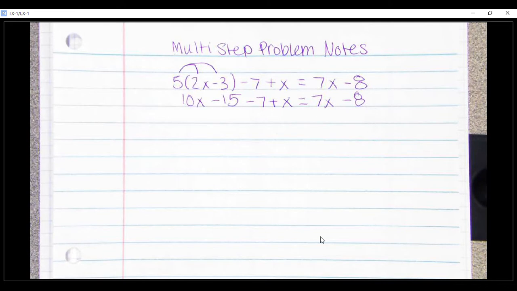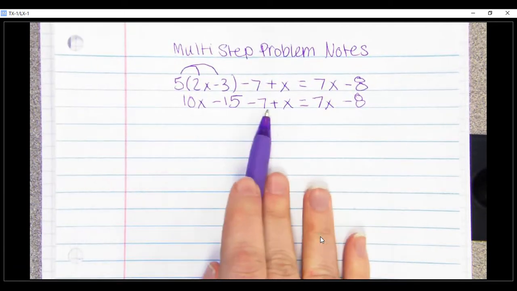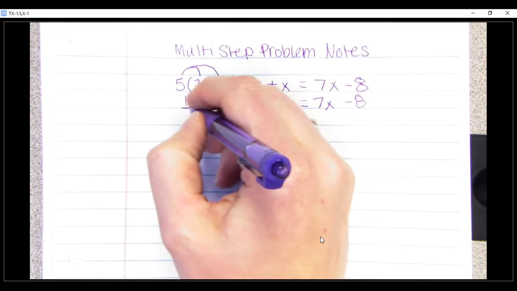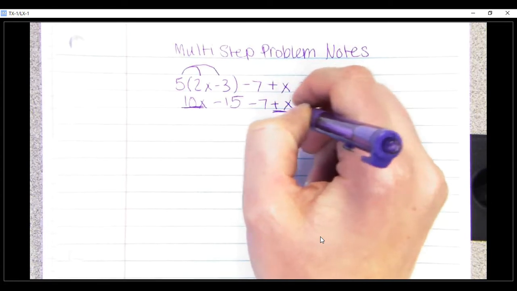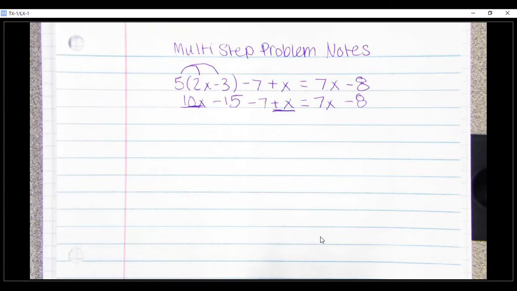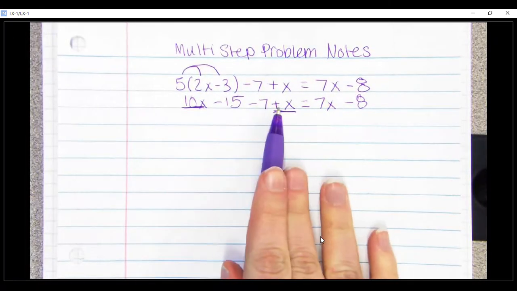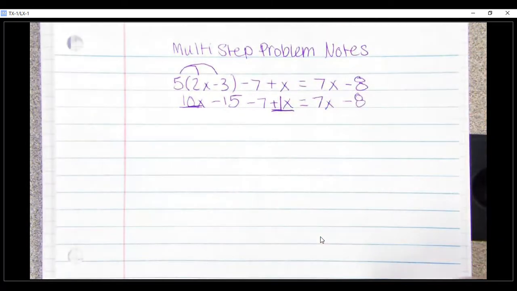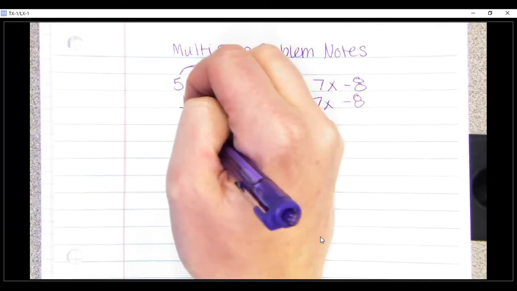Step 2 is combining like terms on the same side of the equal sign. So remember, when we're combining like terms, only numbers with variables can be matched up with the same number and variable. If it does not have a variable with it, you cannot combine them. On this side of the equal sign, I have a positive 10x and a positive 1x. Both of those numbers have x's, so I know I can combine them. And 10x plus 1x, because I know there's a 1 in front of that x, is going to be 11x.